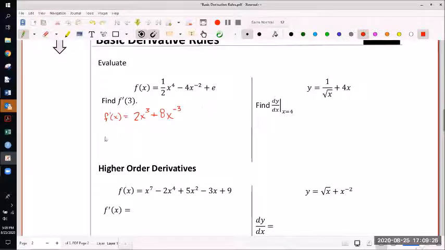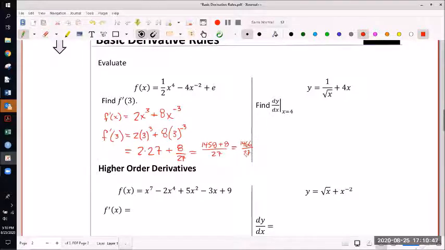That's a constant. Okay, now I'm going to evaluate f prime of 3. 2 times 3 cubed plus 8 times 3 to the negative 3. This becomes 2 times 3 cubed, which is 54 times 27, plus 8 over 27. And then I can simplify this down. This gives me 1458 plus 8 over 27, which gives me 1466 over 27.